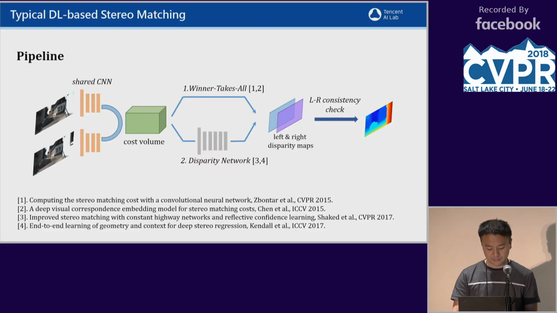We next quickly review the typical deep learning-based stereo matching pipeline. Usually we use a shared CNN to extract features for both left and right images. Then we use an inner product layer or several fully connected layers to obtain the matching cost volume. Based on these cost volumes, we can obtain the disparity map in 2 different ways, either by using the winner-takes-all strategy or another disparity network to regress the disparity. After we obtain the disparity maps of both views, a left-right consistency check is performed to modify the values of the mismatching pixels with interpolation.